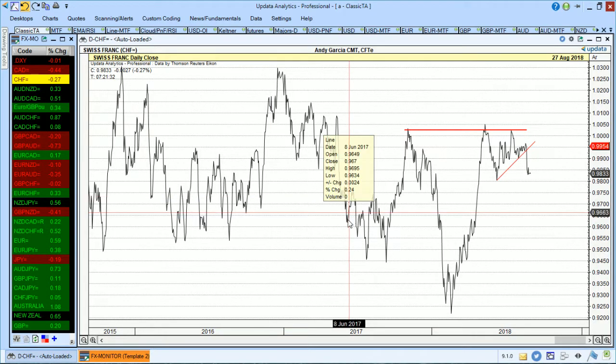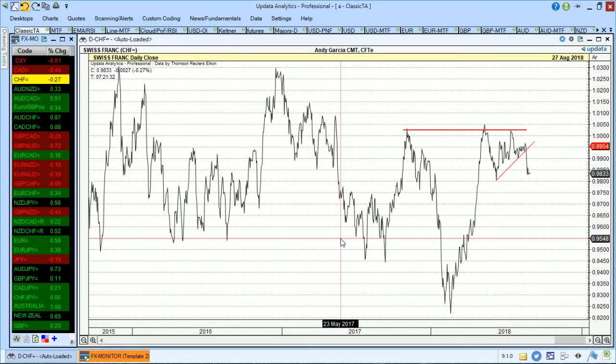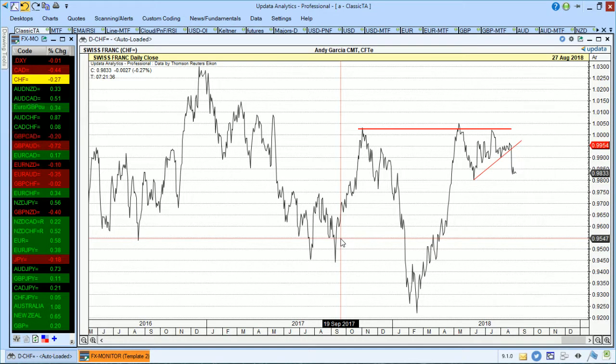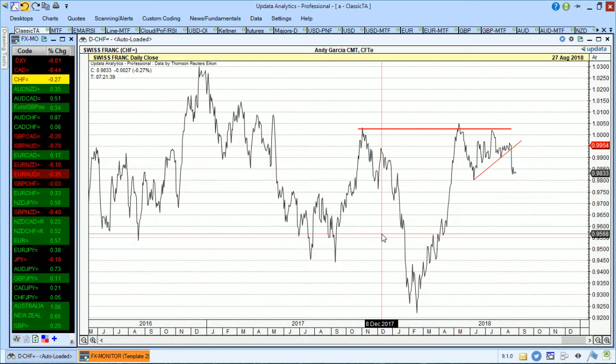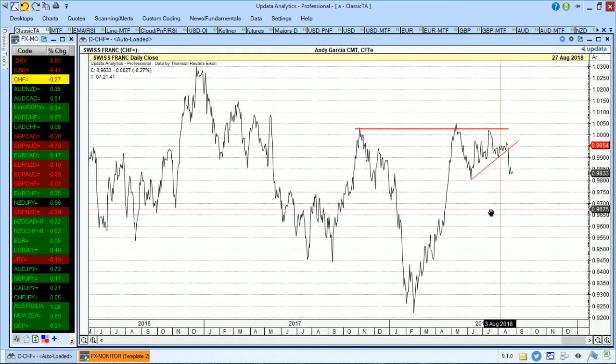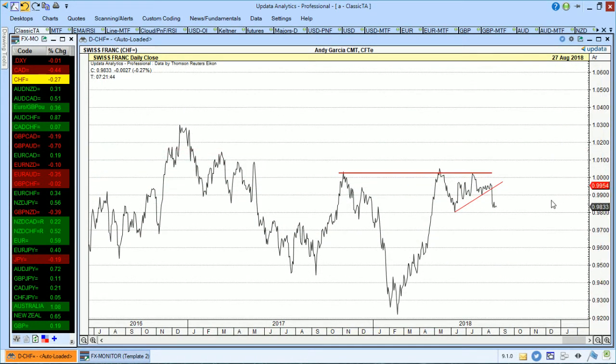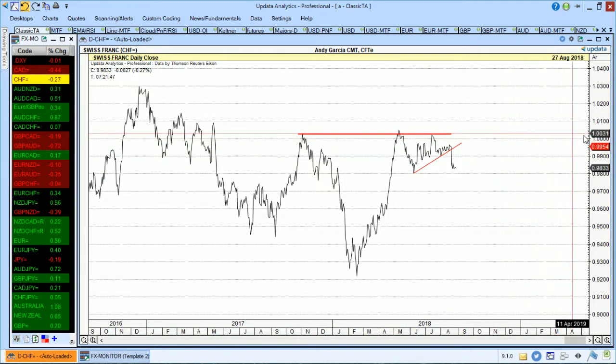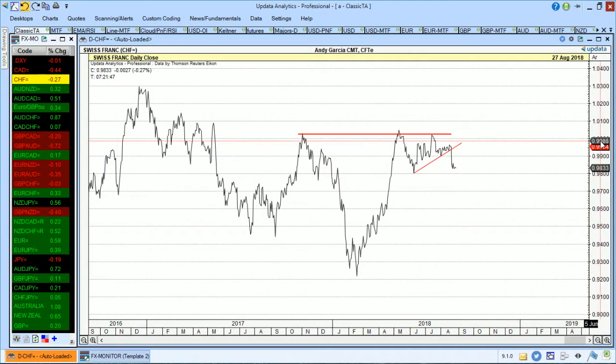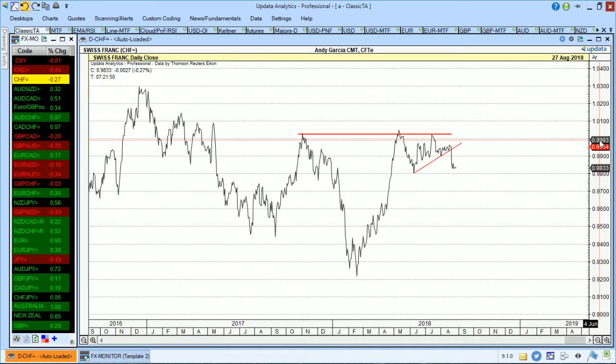This is the Swiss franc here. Now, something to pay attention to. Really no need to zoom out like we did in the Canadian dollar for context. But the important thing here to pay attention to is how we have been trading near this parity level for the past couple of years.